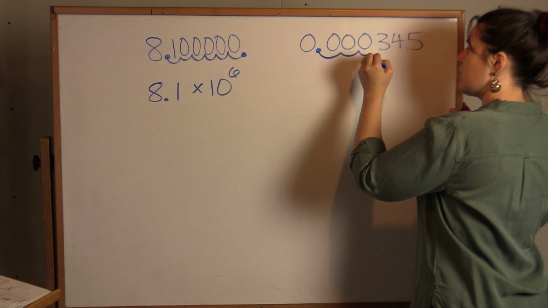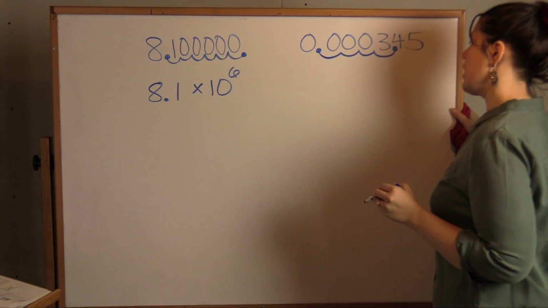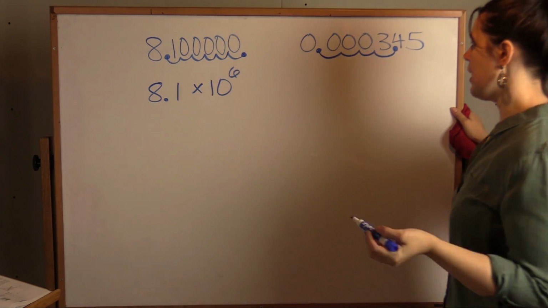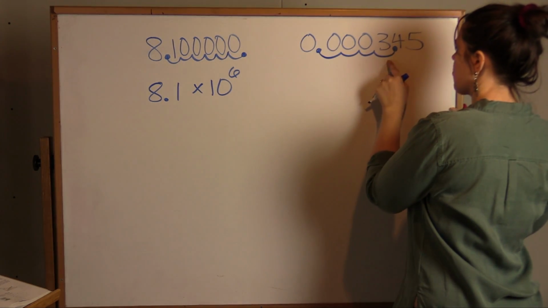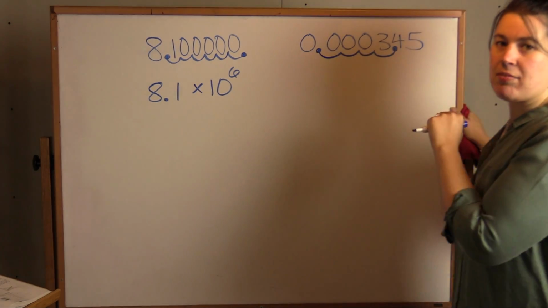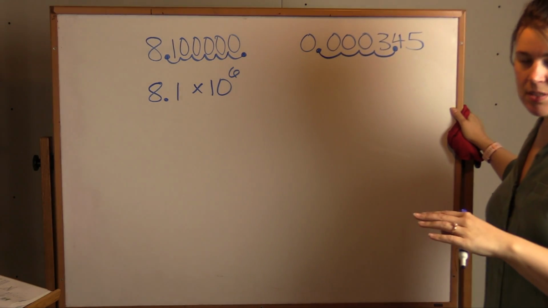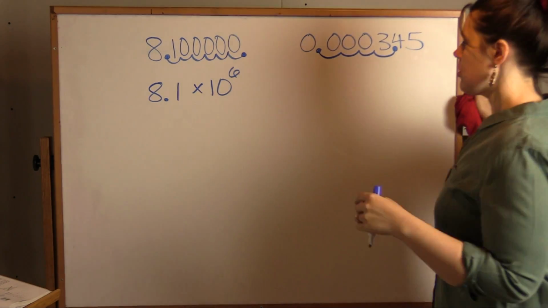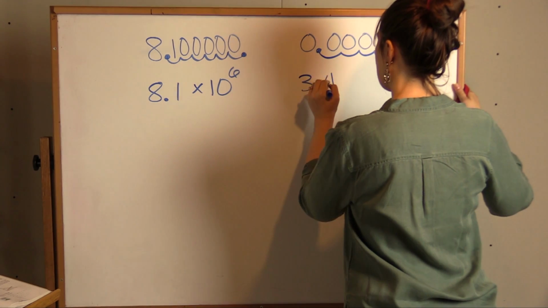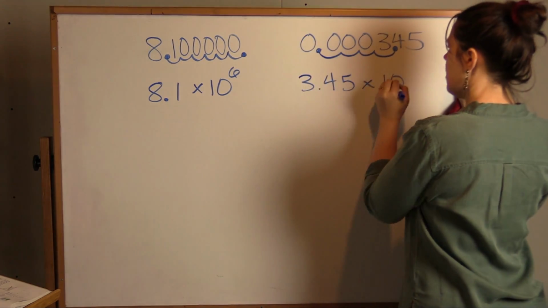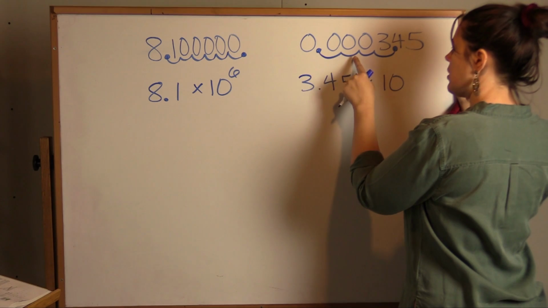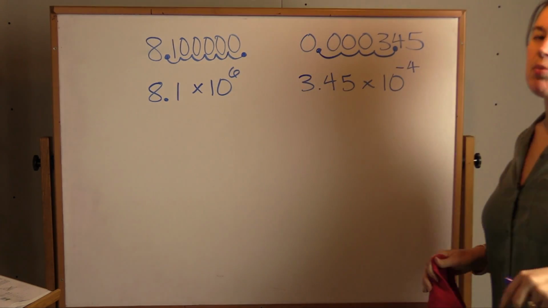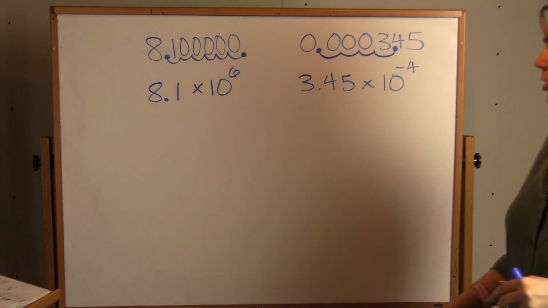So 1, 2, 3, I'm going to move it in between the 3 and the 4, because that gives me a value between 1 and 10. Notice that I have 3.4. Don't leave out the 5. Remember, you write the entire number until you have a non-zero. 5 isn't a 0, so that is included. So 3.45 times 10. How many places did we move it? 1, 2, 3, 4. And that is negative because this number was less than 1 to begin with. It was a small number.